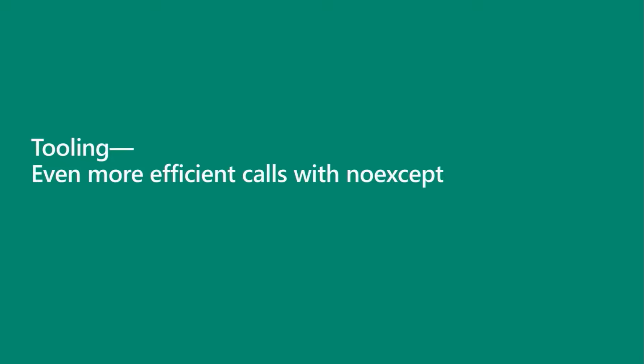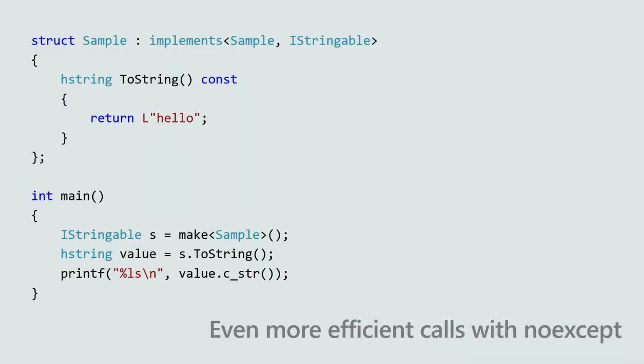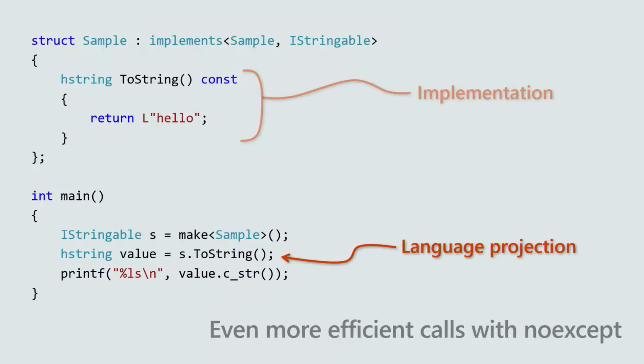Another improvement is with noexcept. So could we make it even better than that? We've taken the idea of noexcept, which we all know from C++, and applied it to the Windows Runtime. So consider a simple implementation. Here now we have both an implementation of the IStringable interface, as well as the language projection making that call under the hood. The thing to keep in mind is that the call to the ToString function or method is never a direct call. It always goes through the ABI. That's the magic of the language projection. This is not a direct call.